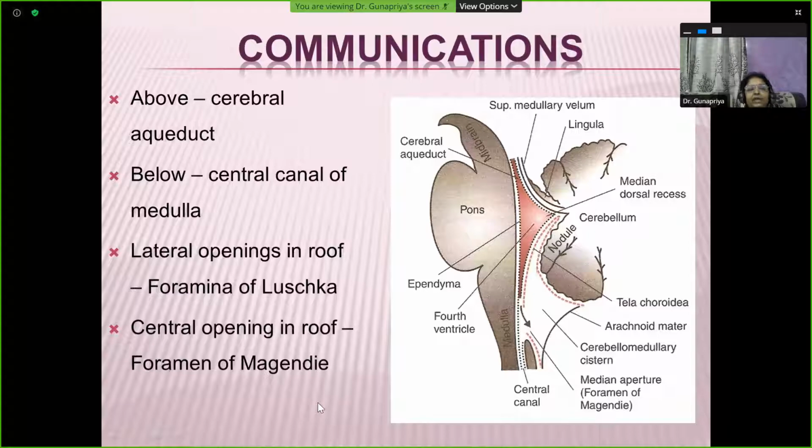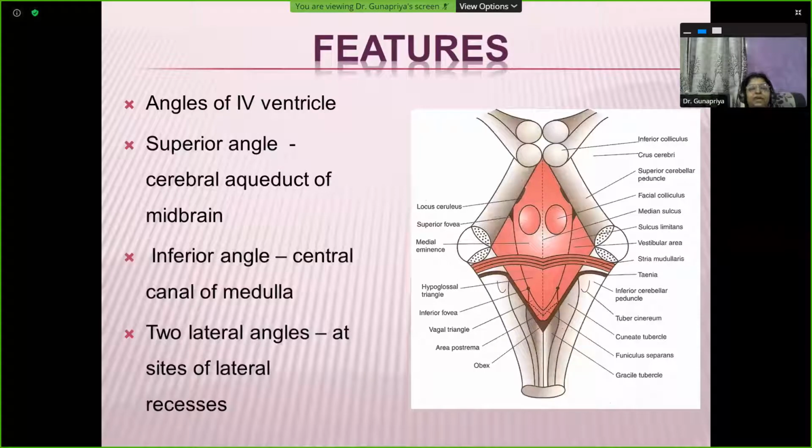So these are the five communications of the fourth ventricle. To reiterate once again quickly: above, cerebral aqueduct; below, central canal; laterally, foramen of Luschka in the roof; and in the midline on the roof, the foramen of Magendie. Now coming to features, the angles. It has a superior angle, inferior angle, and two lateral angles. From this picture, you can make out the four angles of the fourth ventricle.